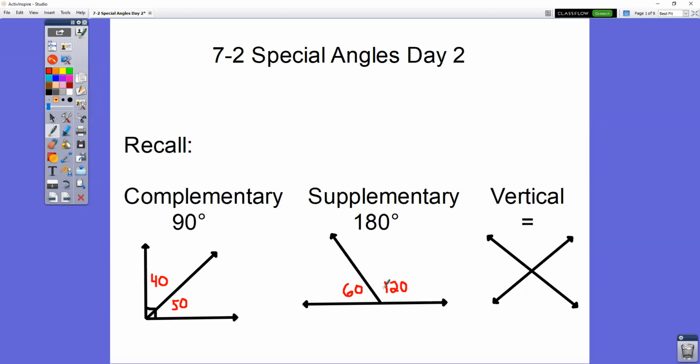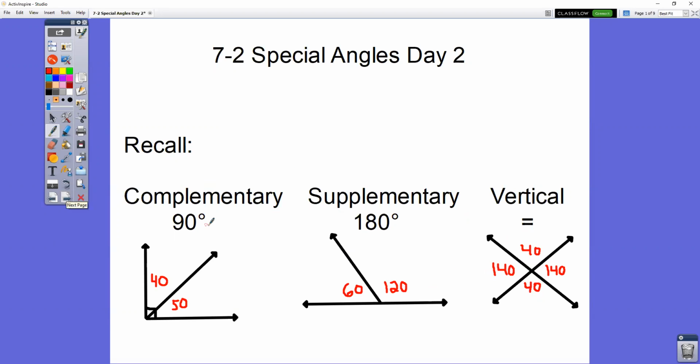Vertical angles form an X. The top and bottom of the X are the same. So maybe this angle is 40. That would make this bottom angle also 40. And then the left side and the right side of the X are also the same. So maybe this angle is 140 and this angle is 140. So the top and bottom of the X are the same. The left and the right of the X are the same.